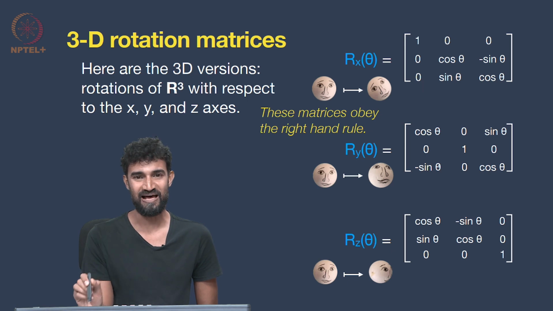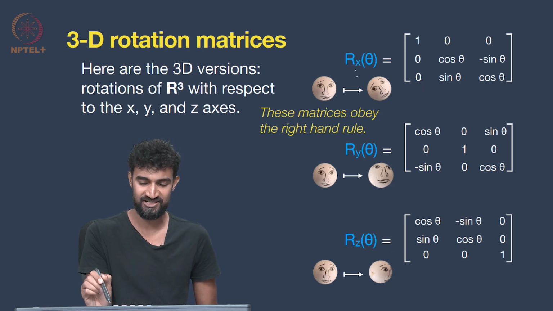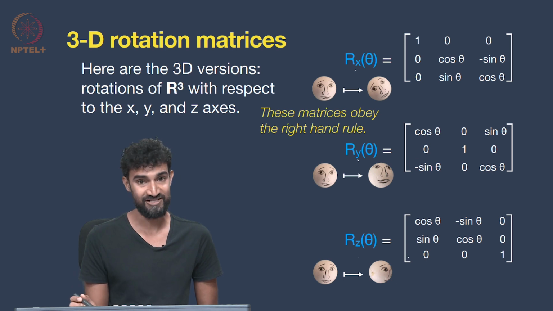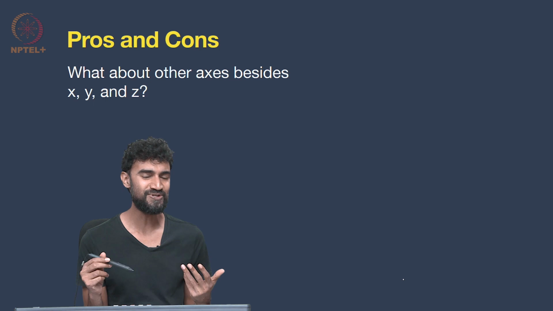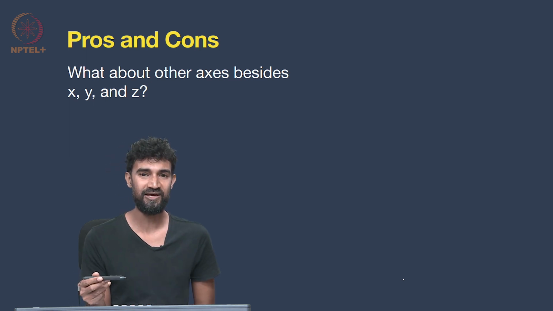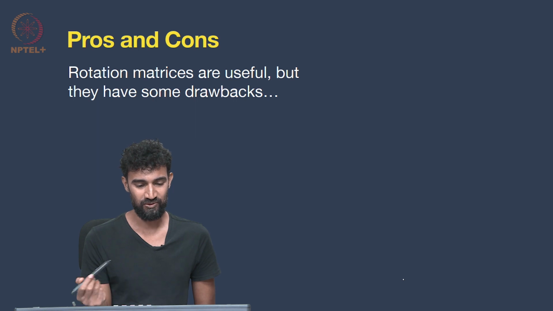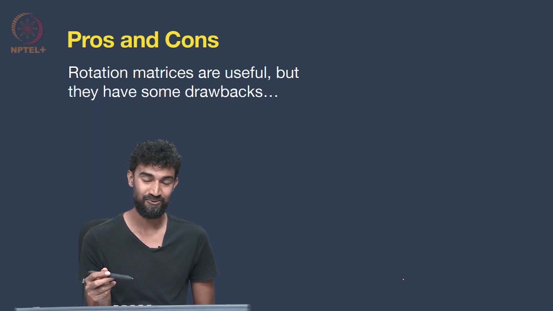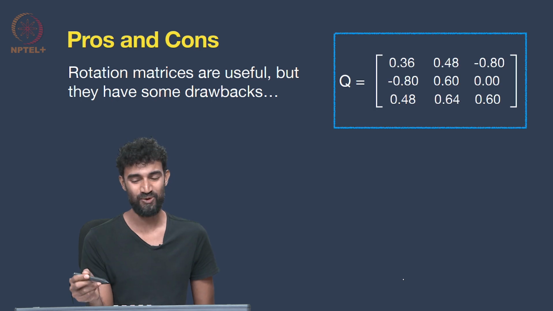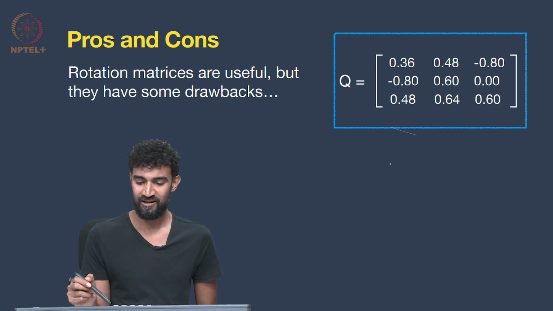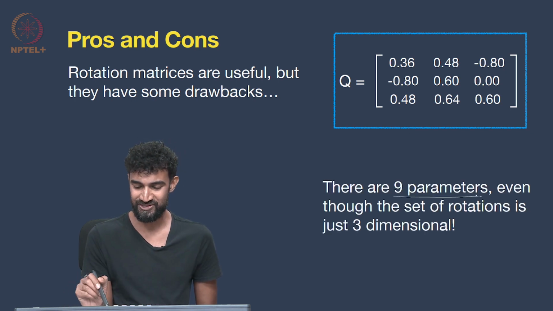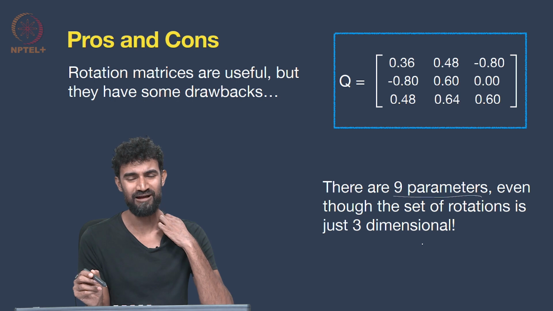But these are three special examples, rotation matrices with respect to the x, y, and z axes. What if we want to look at axes besides x, y, and z? Do we have rotation matrices for those? Well, we do, but how are those going to look? Are they going to be nicely behaved, or are they going to be more difficult? Well, basically rotation matrices, as great as they are, do have some drawbacks, and this is one of them. This is an example of a more general rotation matrix whose axis is not x, y, or z. And first of all, there are 9 parameters, even though the set of rotations is just 3-dimensional.